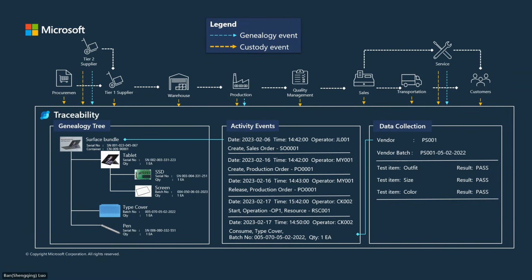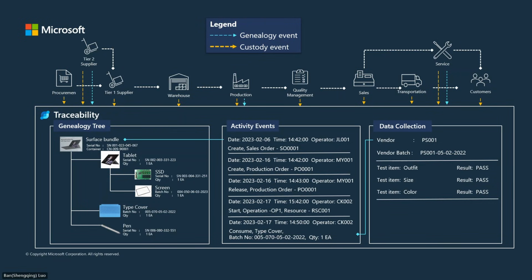The other kind of events that we're tracking is custody events, and that basically is collected from all SCM modules, and that allows us to see the activity events that you can see in the middle of the screen: who did it, what happened to it, when did it happen, and in which context did it happen. That's basically the data we're collecting with the traceability functionality.